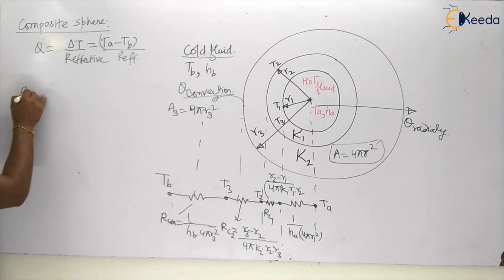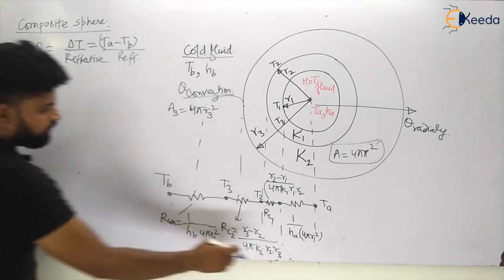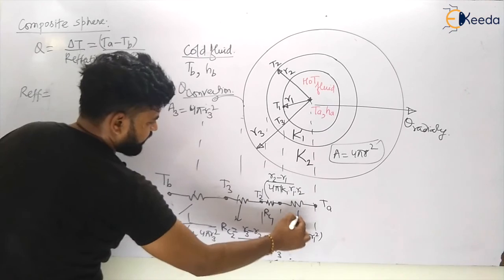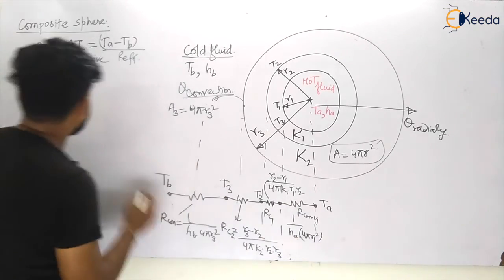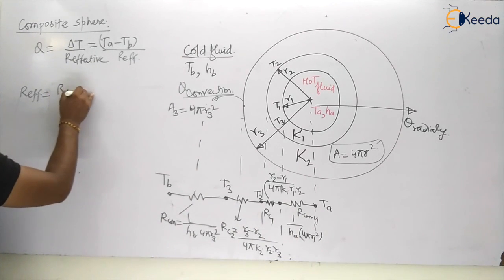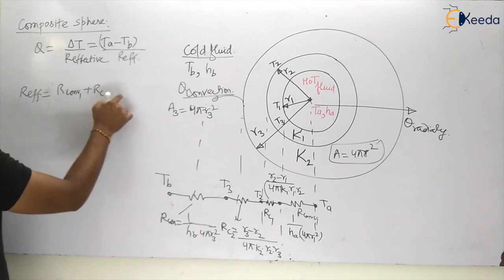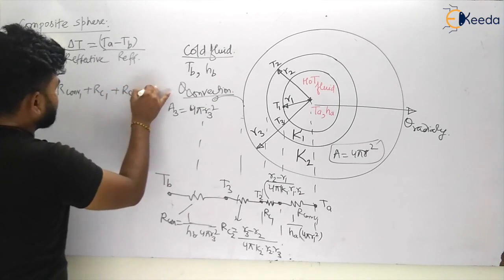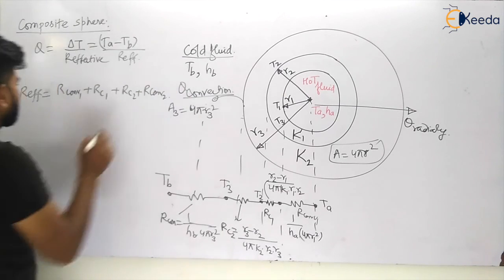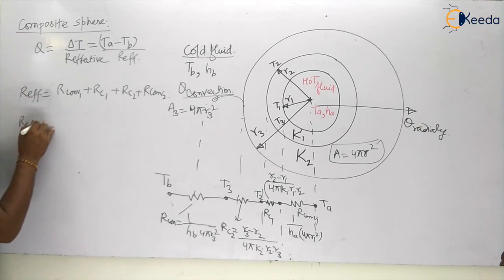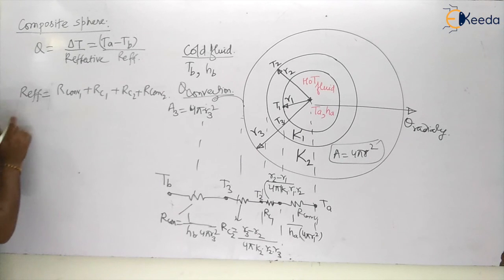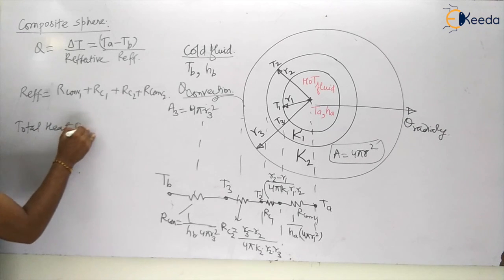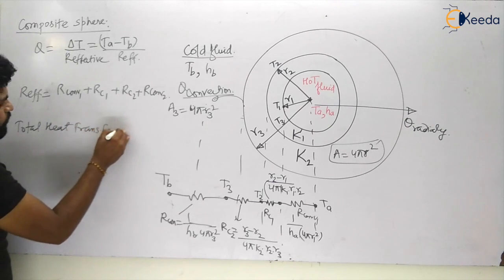So R effective will be given by nothing but this resistance, that is your R convective 1, plus RC1 for insulation K1, plus RC2 for insulation K2, then again R convective 2. Let us see. I am just directly writing the total heat transfer. So the total heat transfer is given by how much, my dear students?